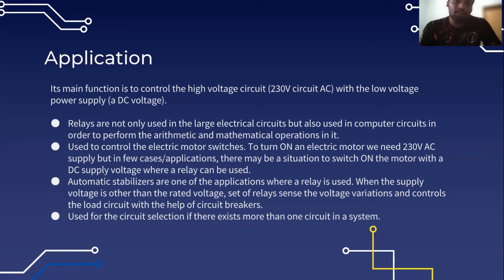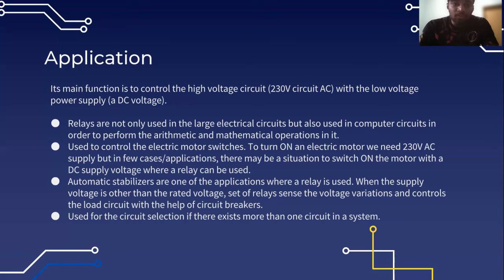Moreover, automatic stabilizers are also one of the applications where relays are used. When the supply voltage is other than the rated voltage, a set of relays senses the voltage variation and controls the load of the circuit with the help of circuit breakers.